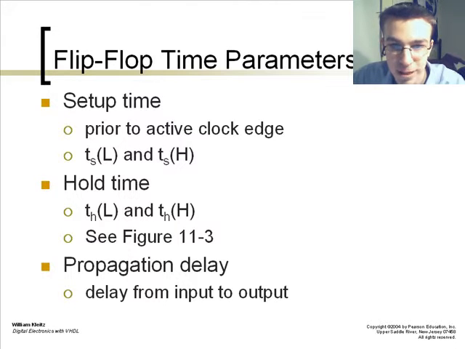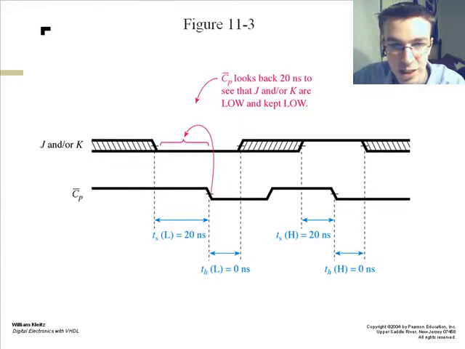Some time parameters for flip-flops we have are setup time, which is the time prior to active clock edge, TSL and TSH, high and low. We have hold time, high and low, and propagation delay, which is the delay from input to output signals. As you can see here, we have our TS and TH setup and hold times, and the propagation between the two.